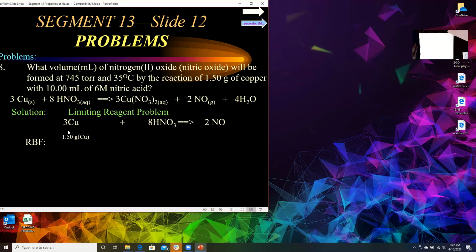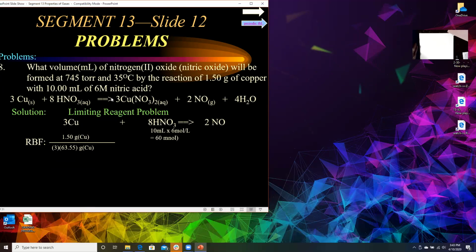Okay, I've got 1.5 grams of copper. There it is. And the equation is showing 3 moles of copper. That's 3 times 63.55 grams. So I have a rebalancing factor for it that maybe I'd calculate later.